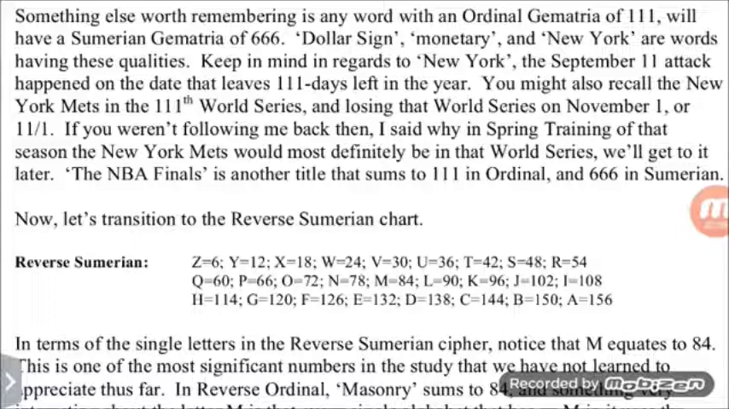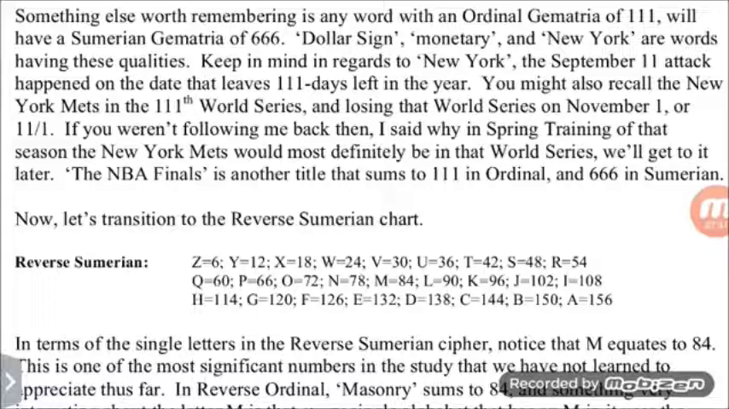If you weren't following me back then, I said why in spring training of that season, the New York Mets would most definitely be in that World Series. We'll get to it later. The NBA Finals is another title that sums to 111 in ordinal and 666 in Sumerian.